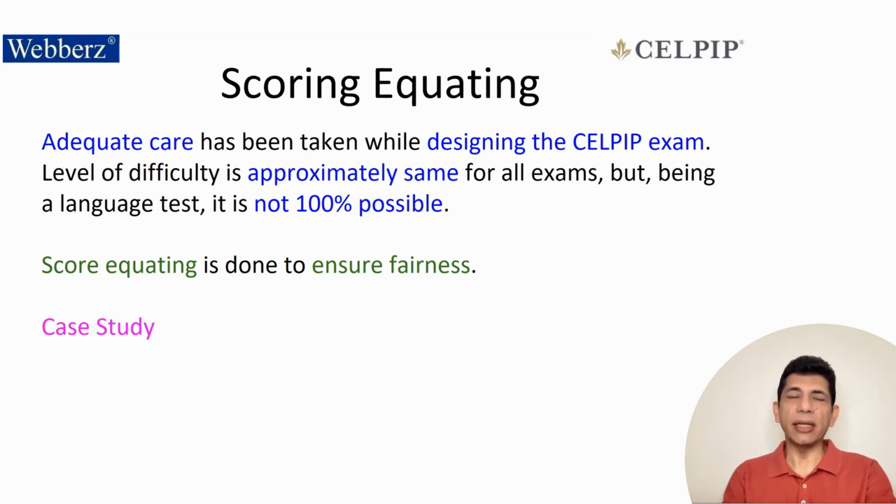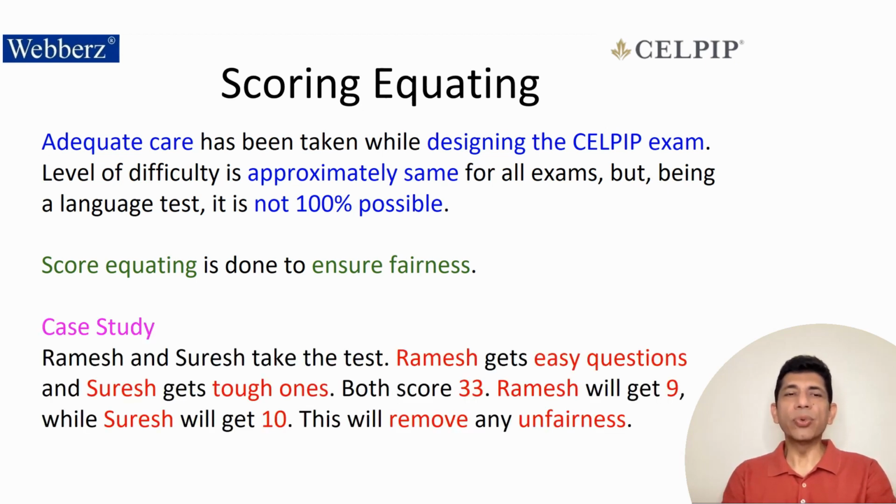Let us do a case study. Suppose there are two students, Ramesh and Suresh, and they take the test. Ramesh gets very easy questions and Suresh gets tough ones. Both scored 33. Now Ramesh will get 9 and Suresh will get 10. This will remove any kind of unfairness.